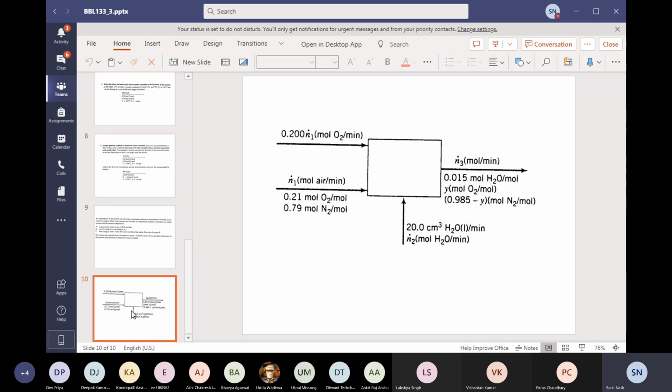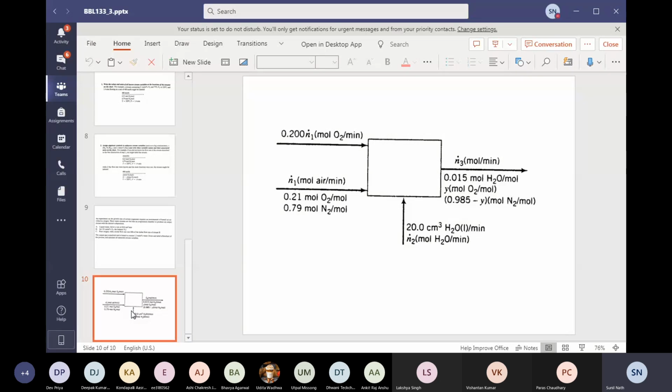Because N3 dot times its mole fraction 0.015 must be the amount of water in moles per minute that is coming in through the bottom stream, which is 10 by 9. So please put this in the form of an equation and get N3 dot. It's the only variable because W, or N2 dot, you have already told is 10 by 9. So that directly gives me N3 dot. Now do an overall balance.